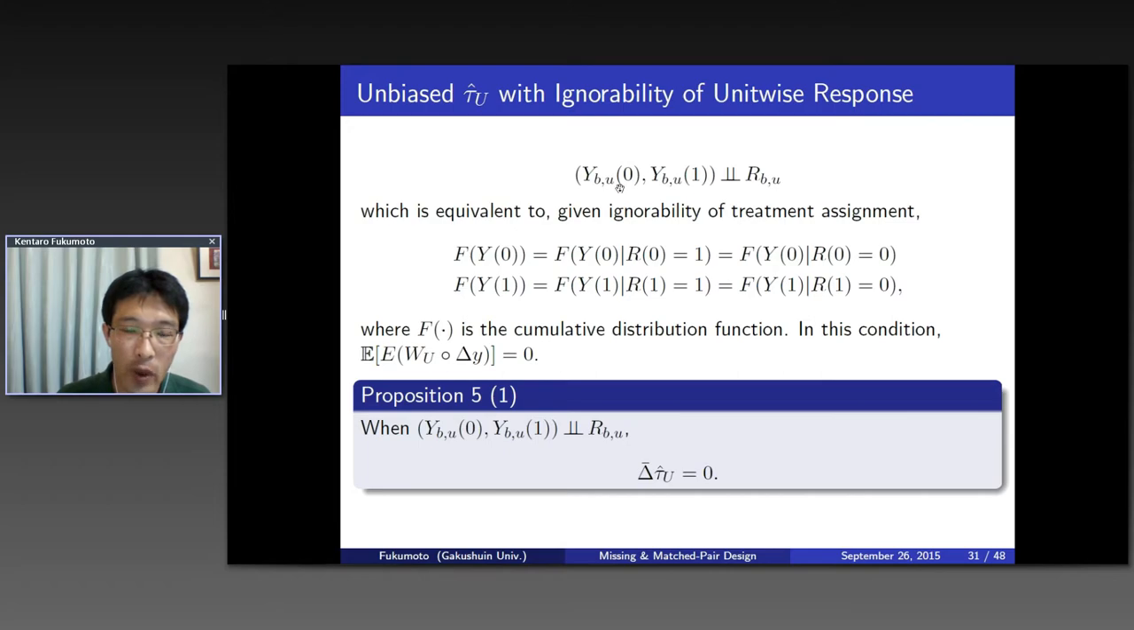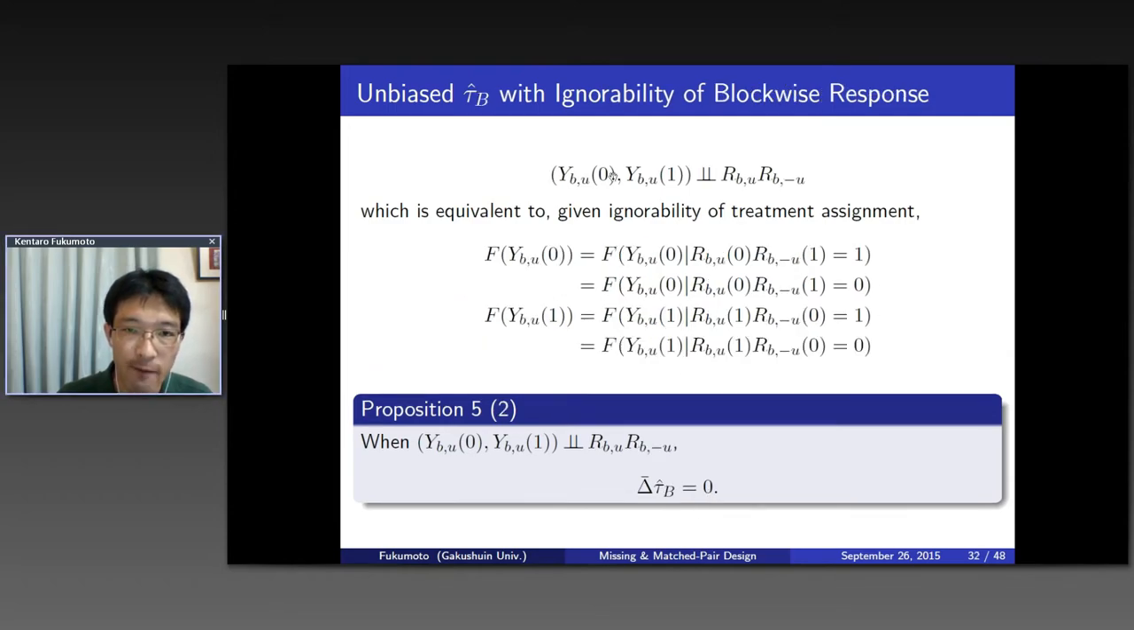Okay, so when potential outcome is independent of potential response, this is the case of ignorability, then the unitwise deletion estimator is unbiased. In a similar way, if potential outcome is independent of potential response times the potential response of the other unit of the same block, this is the ignorability of blockwise response. In this case, the blockwise estimator is unbiased. But I'm afraid these situations are very rare.